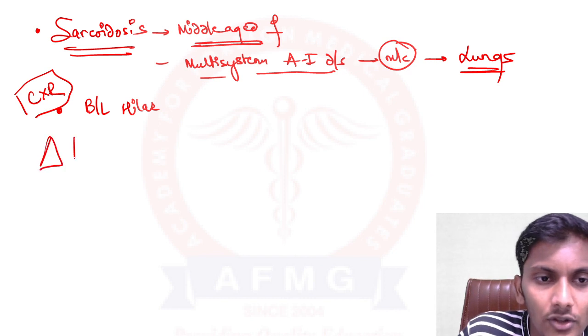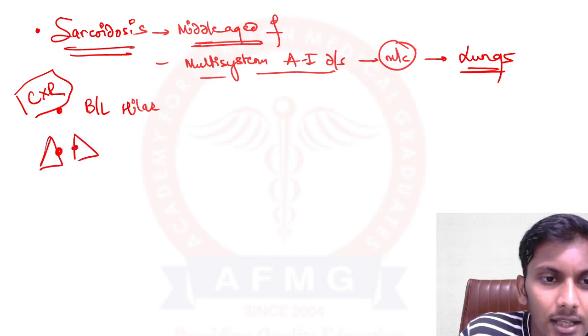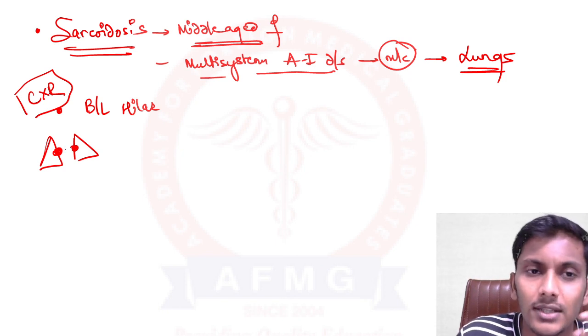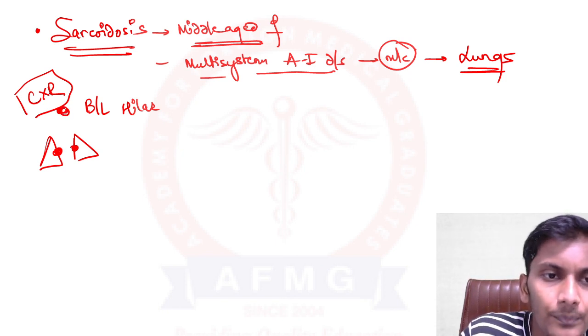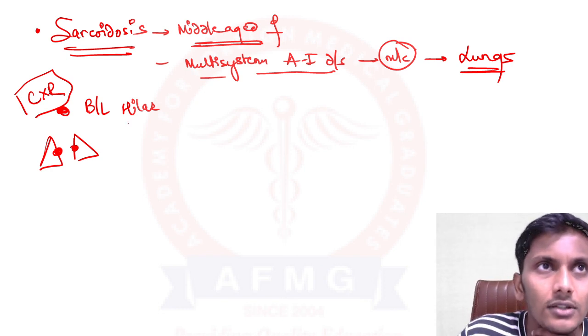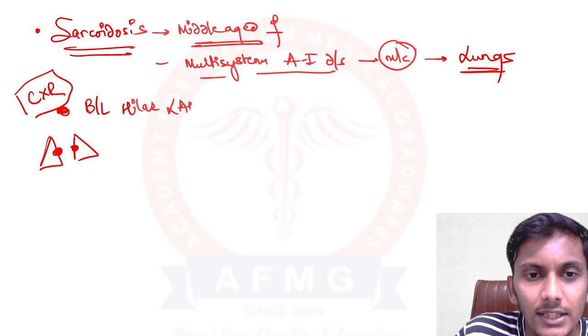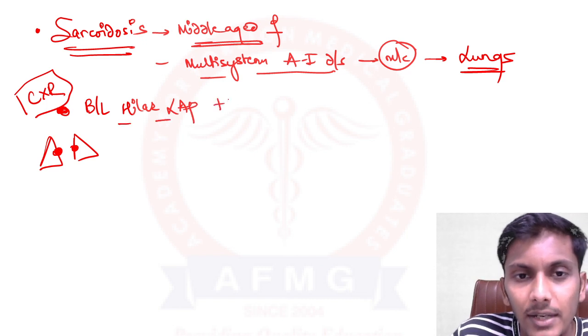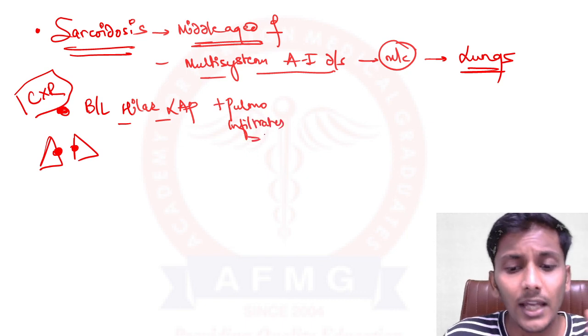As you know, these are your lungs, for example, and this is your hilum, the point at which your bronchial artery and primary bronchus enter the lung. What happens? The lymph nodes present in the hilum get enlarged. So bilateral hilar lymphadenopathy is seen along with some pulmonary infiltrates on the chest X-ray of sarcoidosis. Important one.